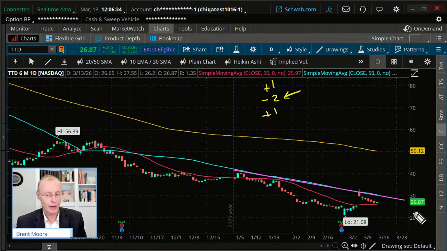So if theoretically there were a strike at 26.86, that would be a totally neutral trade. If we pick a lower strike, then we're making it a little more bearish. If we pick a higher strike, we're making it a little bit more bullish. In this case, this is what we're going to do.